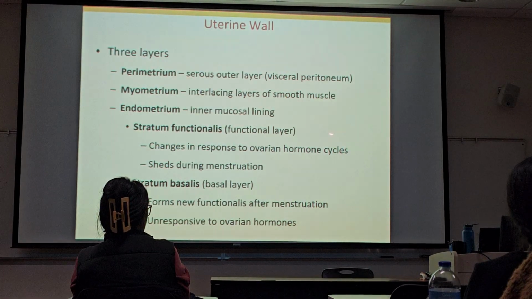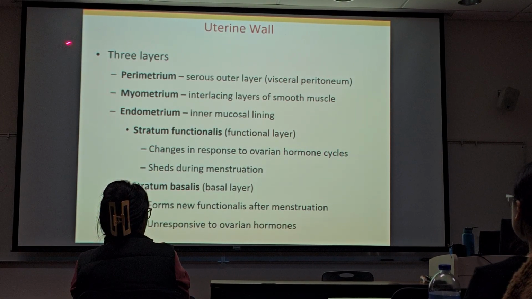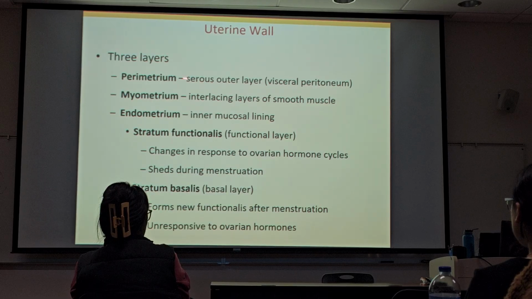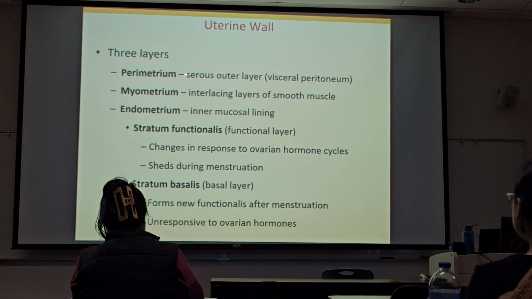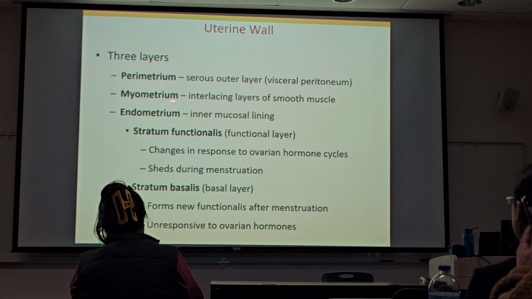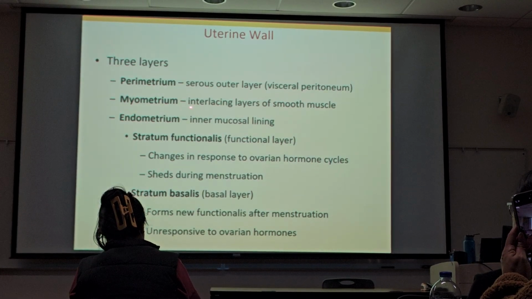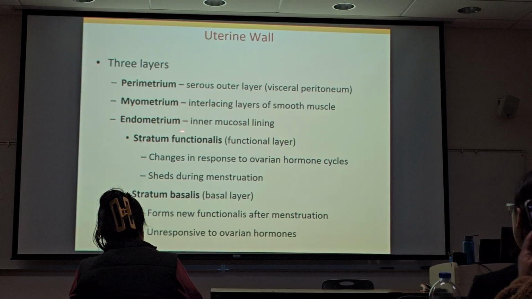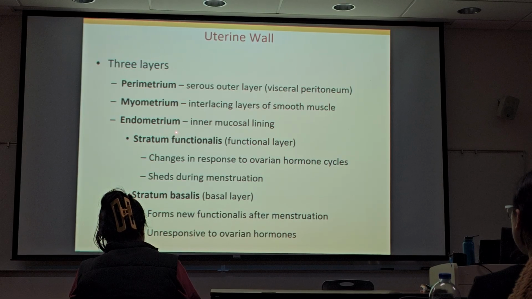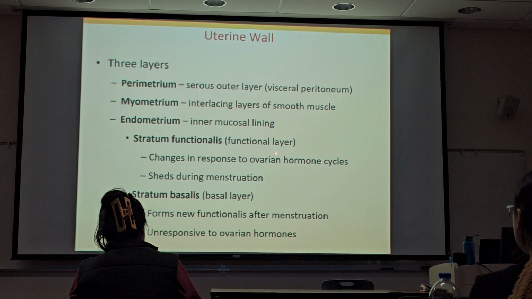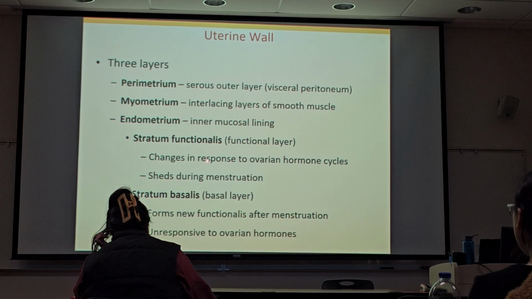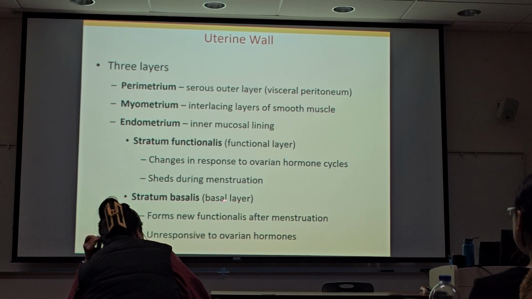Here's the uterine wall that's constructed of 3 layers. The outer layer is the perimetrium, okay? The muscular middle layer, the myometrium, and the inner layer is the endometrium. Okay? It has its different layers itself. A functional layer, stratum functionalis, and a basal layer, stratum basalis.